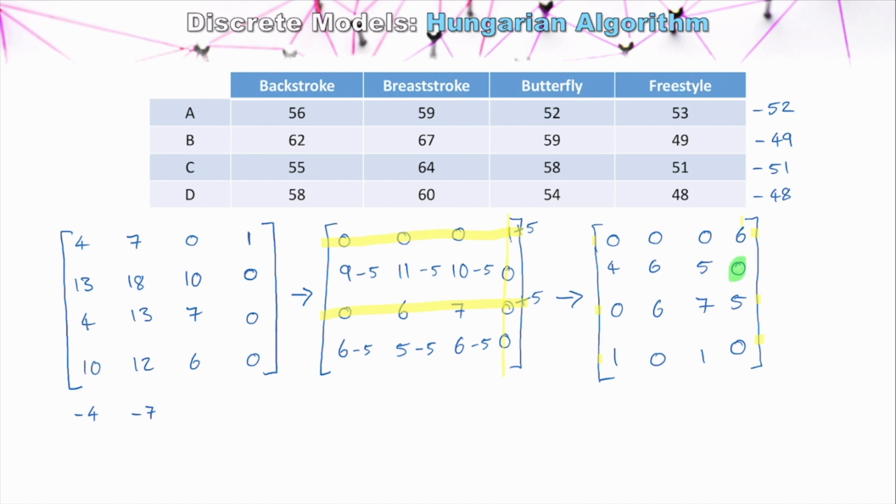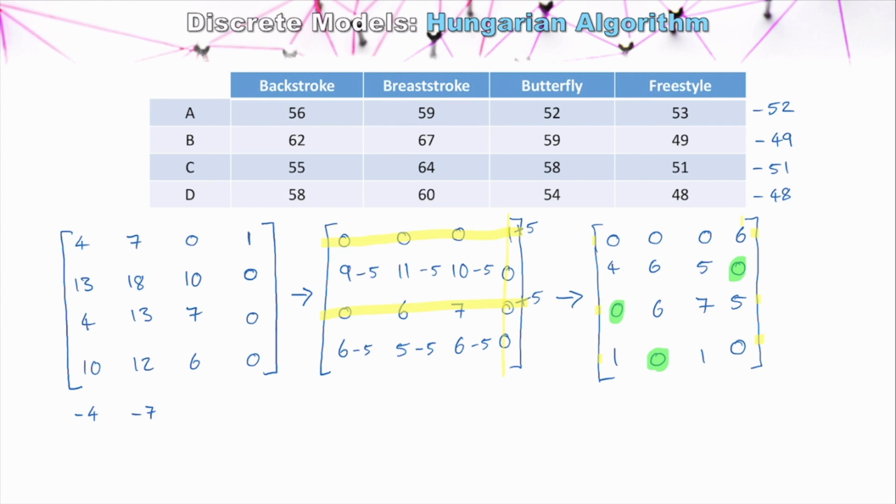So swimmer B, we are going to be best allocating the freestyle to swimmer B. And you can see with swimmer C, backstroke is going to give us our lowest allocation with a 0. All right. Now we look at, because swimmer B is doing the freestyle, we can't allocate the freestyle to swimmer D anymore. So that leaves this job here, which is our breaststroke for swimmer D.